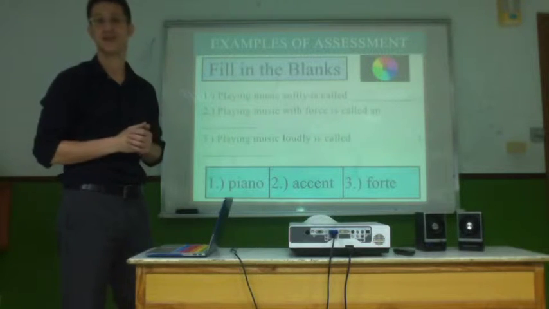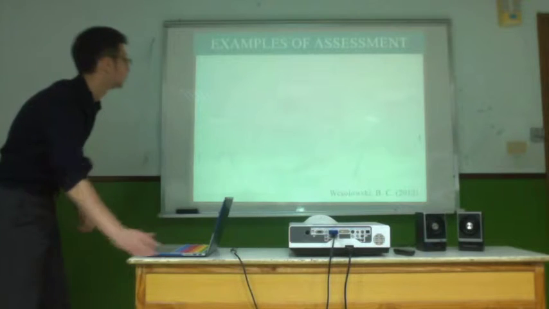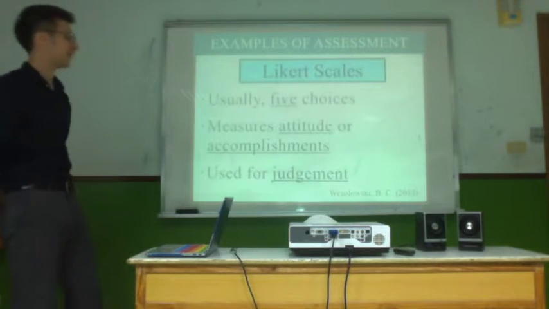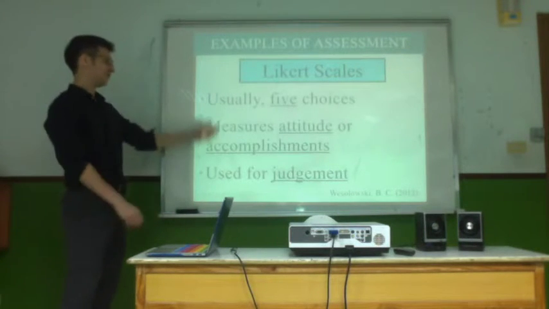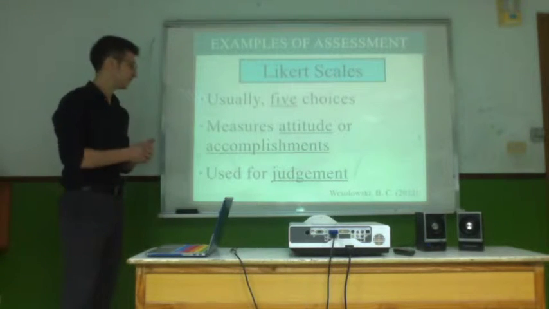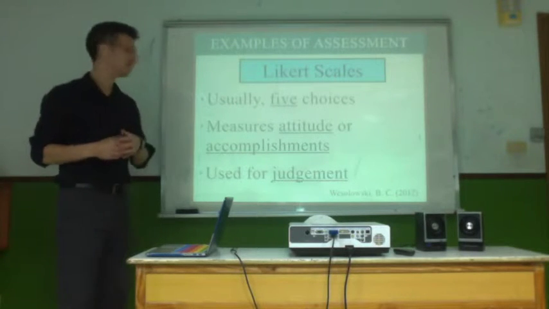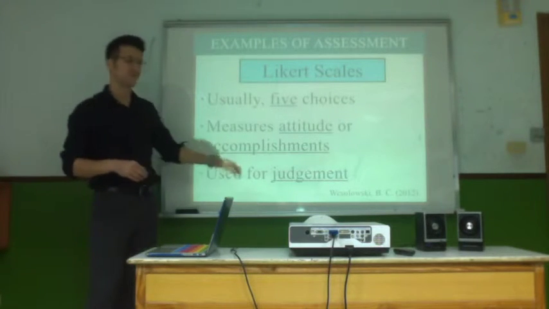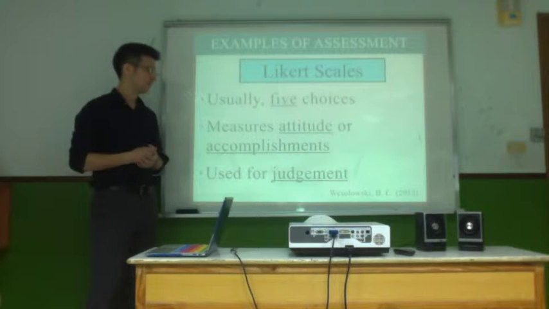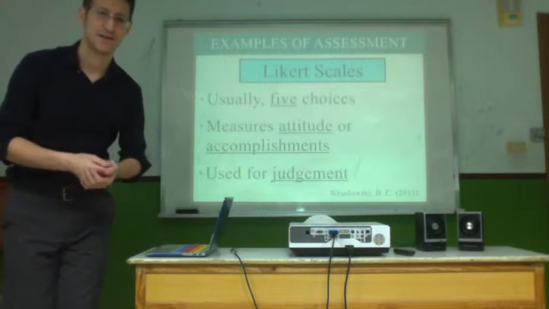with utilizing technology. Our next assessment method is Likert scales. And Likert scales usually have 5 choices, a range of 5 choices. It measures attitude and/or accomplishments, and it is used for judgment. Well, what does that mean? How does an educator use this type of scale in the classroom?